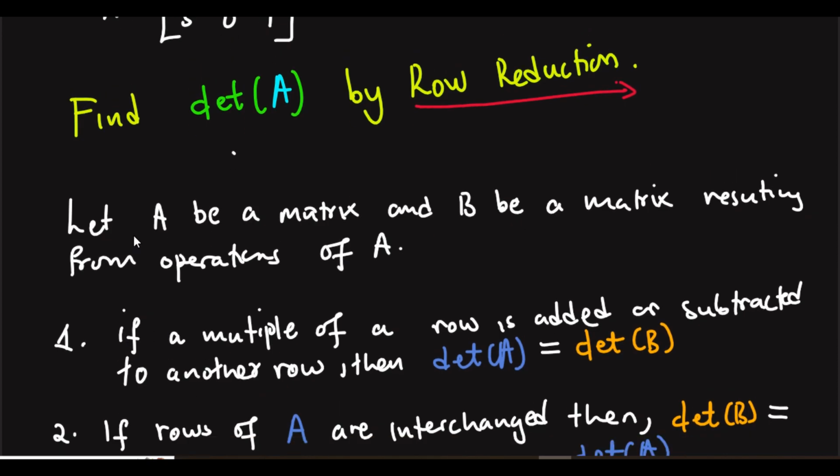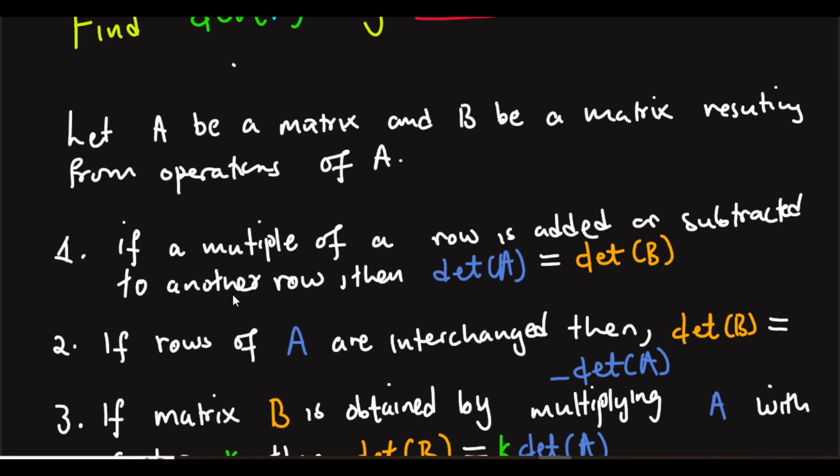Here we have point number 1. It says if a multiple of a row is added or subtracted to another row, then the determinant of A, which is the original matrix, is equal to the determinant of B, which is the matrix that resulted from the original matrix when it is operated on. So when we add a multiple of, for example, row 1 to row 2, there's no effect on the determinant. The determinant remains the same.